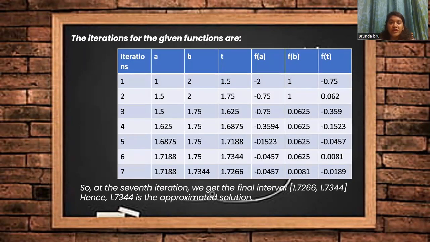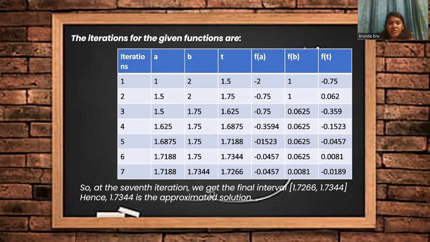The iterations for the given functions are: first iteration, a is 1, b is 2, t is 1.5, f of a is 1 minus 2, f of b is 1, f of t is minus 0.75. For second iteration, a is 1.5, b is 2, t is 1.75, f of a is minus 0.75, f of b is 1, f of t is 0.062.